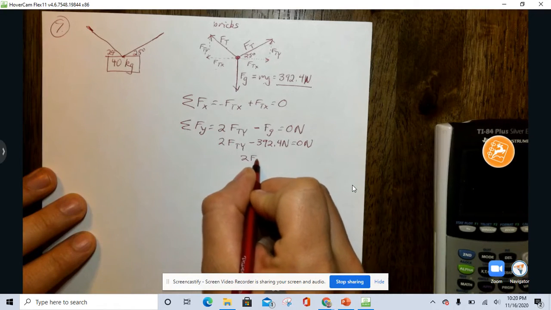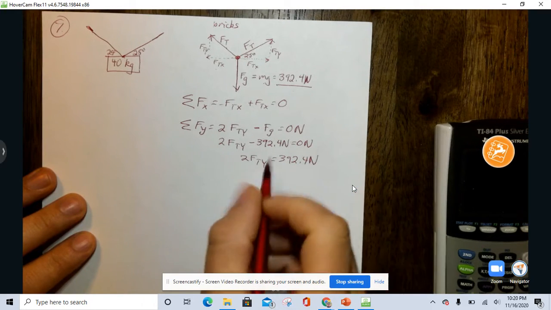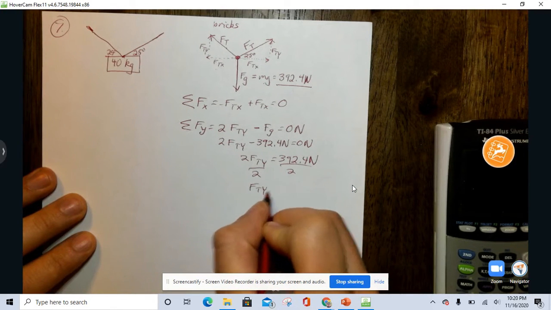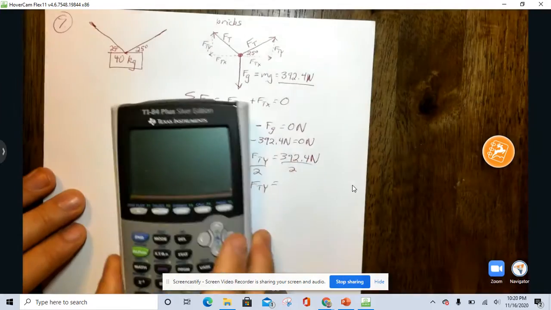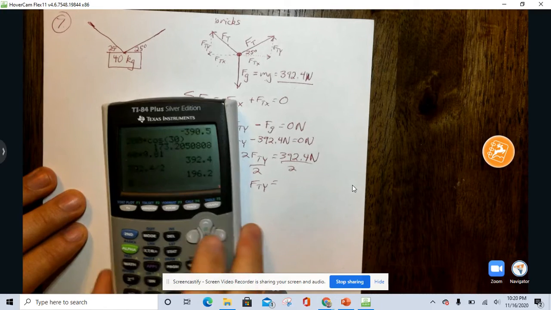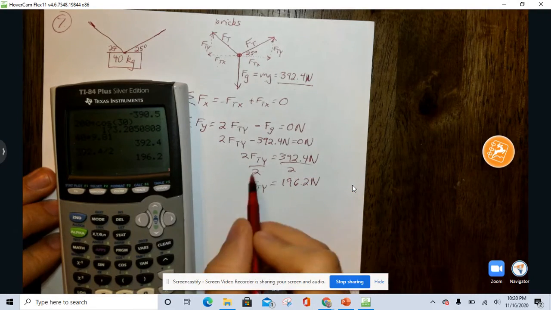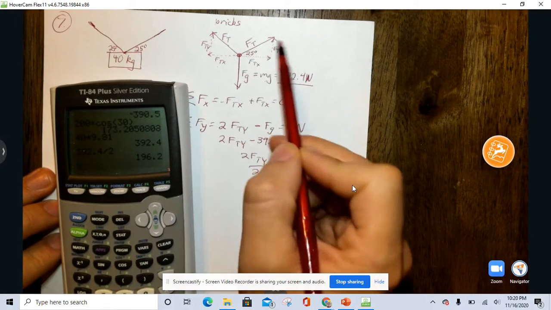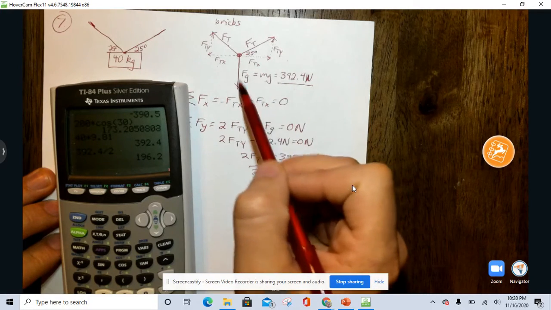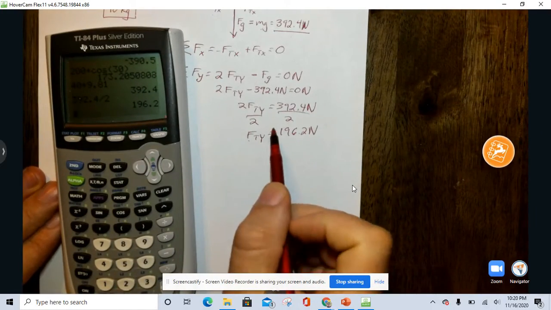We're going to add this over to the other side. We get 2 FTY equals 392.4 newtons. We divide both sides by 2, and we get FTY is 392.4 over 2. That's going to equal 196.2 newtons. Now, that's not the force along the wire. That's just the force component in the y direction that's countering FG. So we need to figure out what exactly FT is.